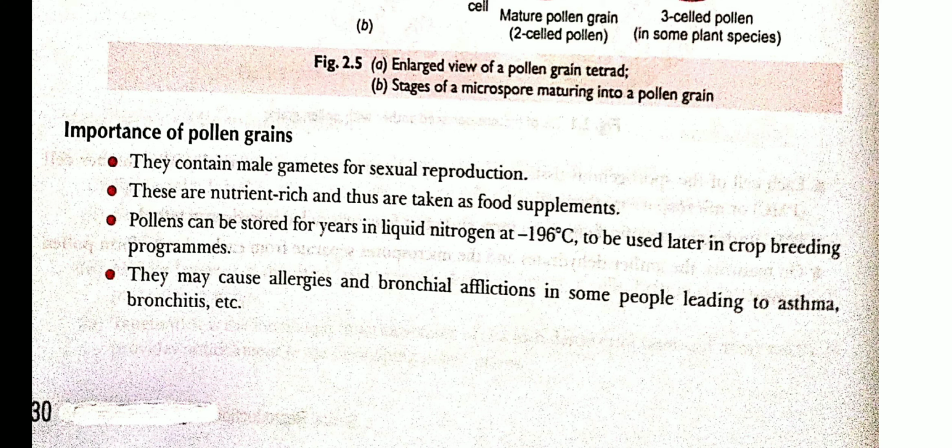They contain the male gametes for sexual reproduction. They are nutrient rich and thus are taken as food supplements. The pollen grains can be stored for years in liquid nitrogen at a temperature of minus 196 degrees Celsius, and this process of storage at very low temperature, that is minus 196 degrees Celsius, is called cryopreservation.